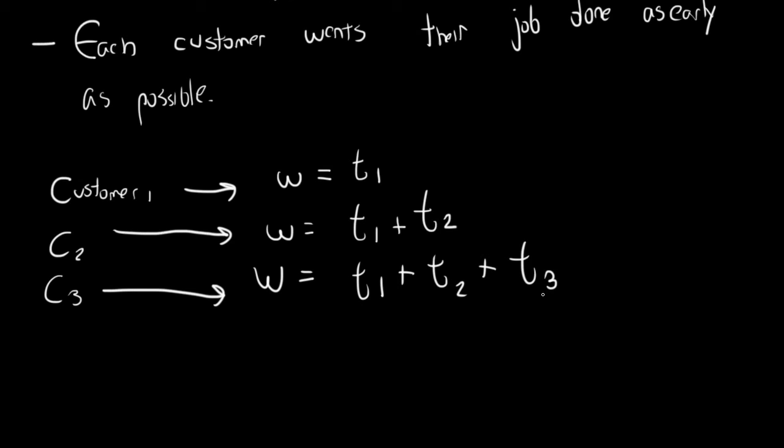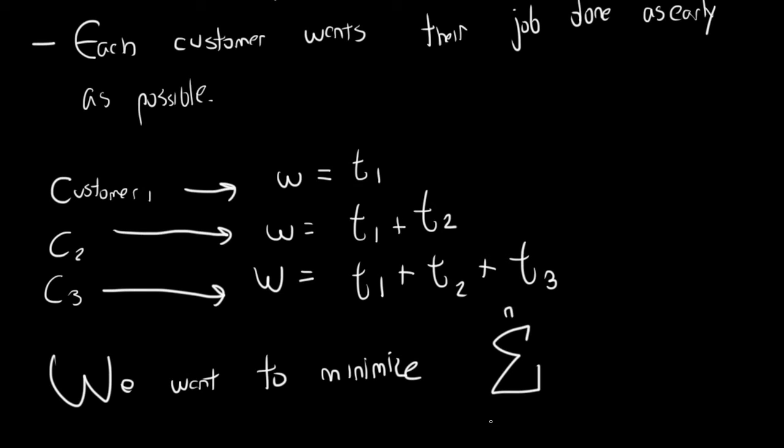Now, if you order these in a particular way, you will actually be able to save the overall time, because we want to minimize, and this is where the greedy algorithm will come in, the sum of Wi from i equals 1 to N. That's simple. We want to minimize these amounts of time. So this is waiting time for number 1, waiting time number 2, and waiting time number 3.